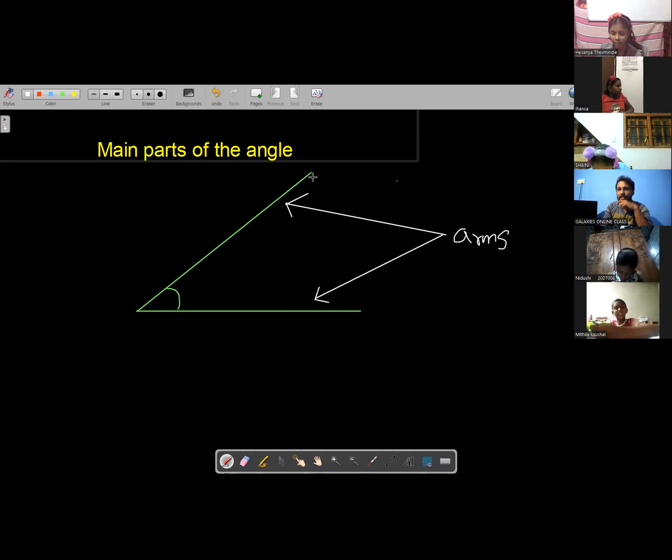Right, then look at these 2 arms meeting at a point. This meeting point is known by a special name. You remember the name, vertex. Right, this point is known as the vertex of the angle.